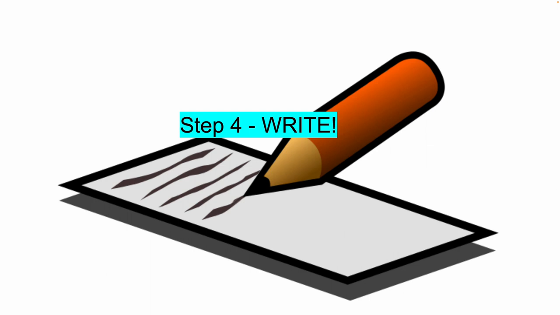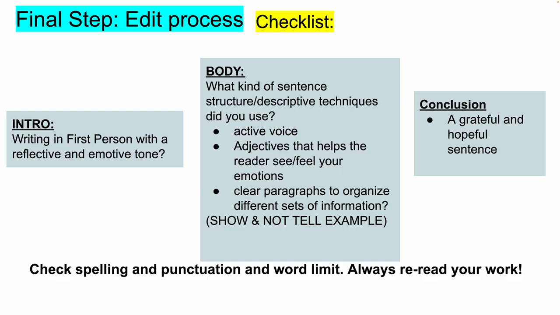Okay, so once you've planned that, that should be your first 10, 15 minutes. Plan. Then you write based off that plan, but you should always edit. And when you edit, do you have a checklist, right? So, hey, did I write in first person? Was it reflective? Did I use lots of adjectives to sound emotional? Most of my sentences were in active voice. Lots of adjectives here. Clear paragraphs to organize.